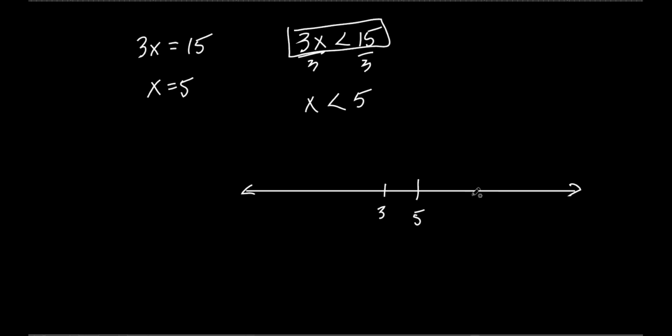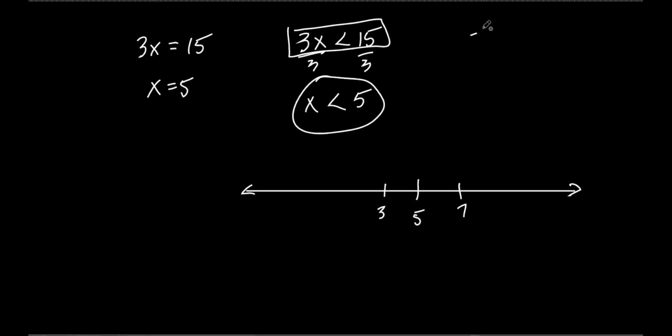Let's pick a number that's not less than 5. All right, let's pick 7, put it in here. 3 times 7, 21. Is 21 less than 15? No, it's not. So nothing to this side works, does it? But everything to this side works. So is my rule fine? Do I still keep the inequality the same direction? Absolutely.